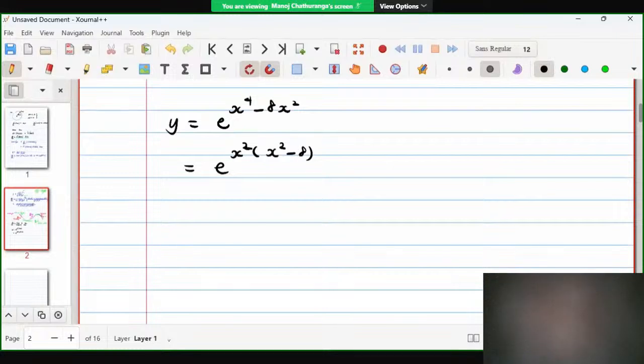Now you can see when x equals 0, the function value is 1. When the value of x is square root of 8, again the exponent is 0, and you get 1. So the graph will look very messy, but still we can compute the derivative.